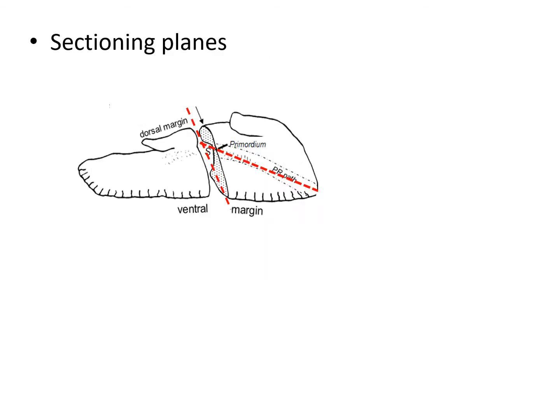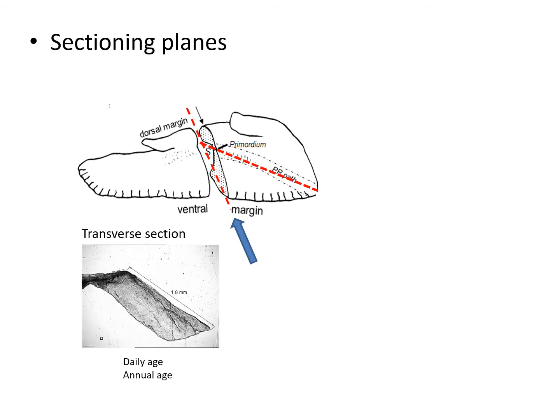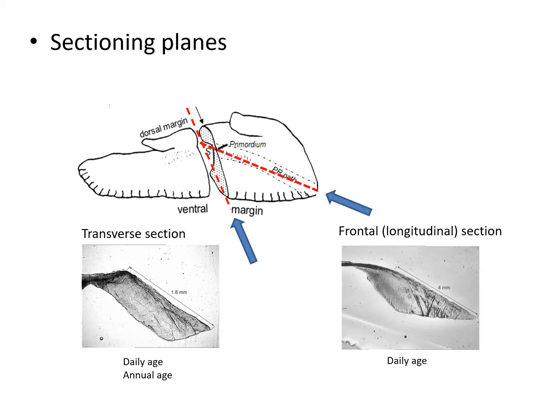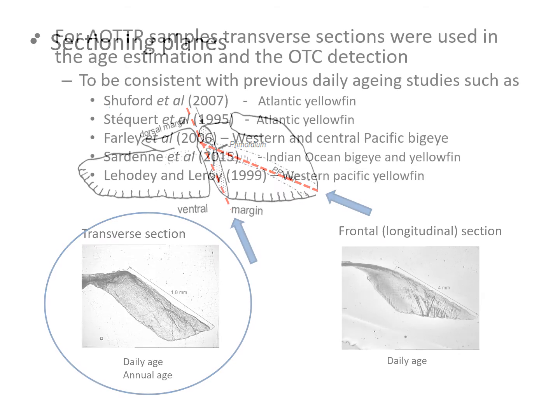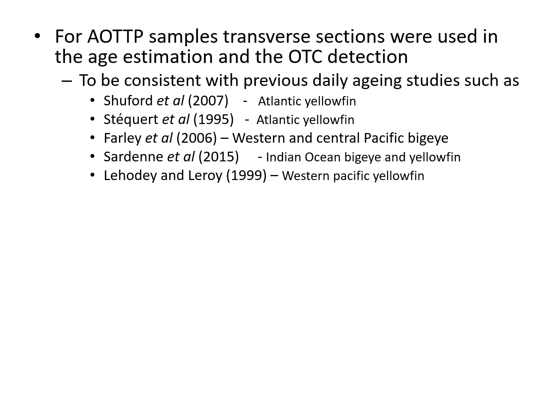We have various sectioning planes of the otolith we can use. We have a transverse section, which is useful for daily aging and annual age, and a longitudinal section or a frontal section, which is well suited to daily aging. For this study, we chose transverse sections for two reasons. The first reason was that we wanted to be consistent with previous studies that have used daily aging on tropical tunas.